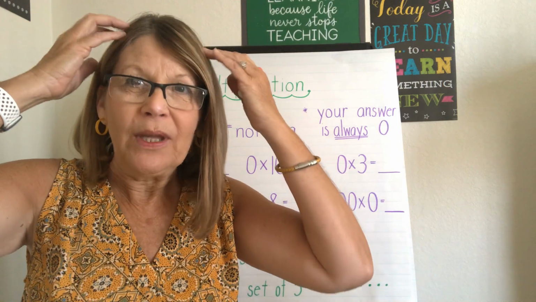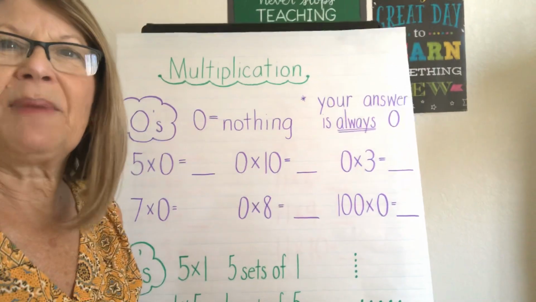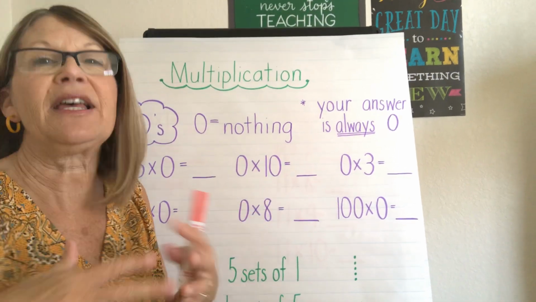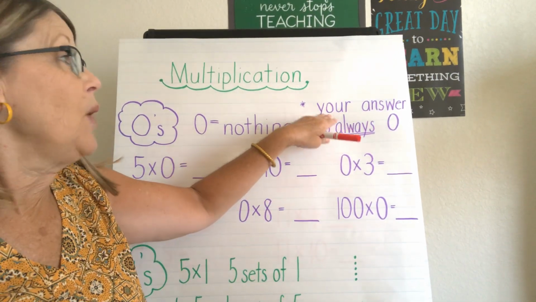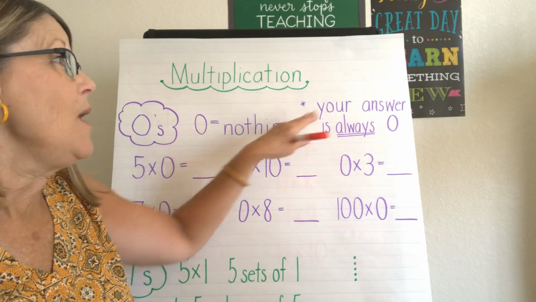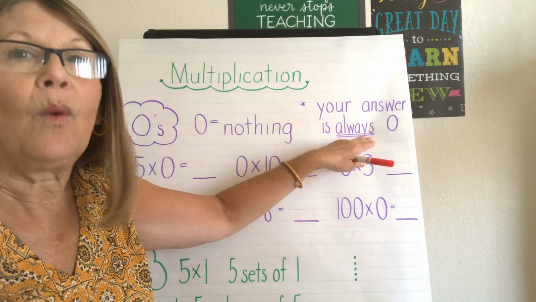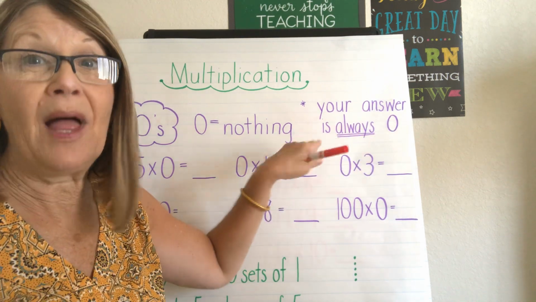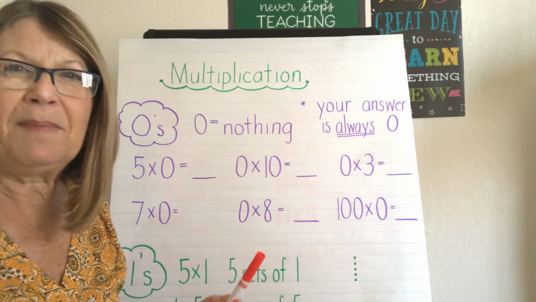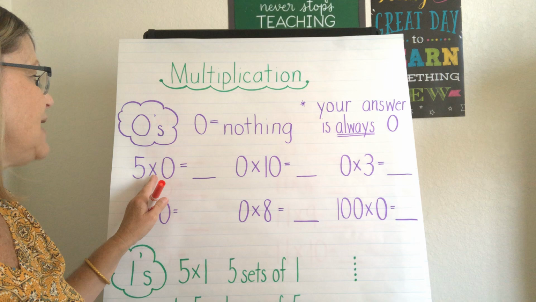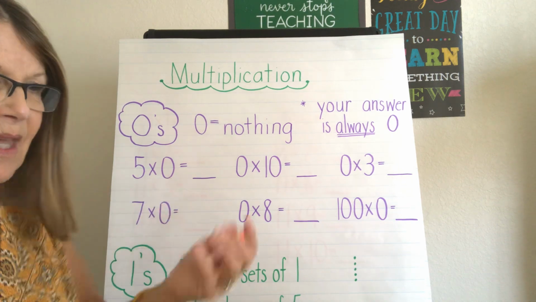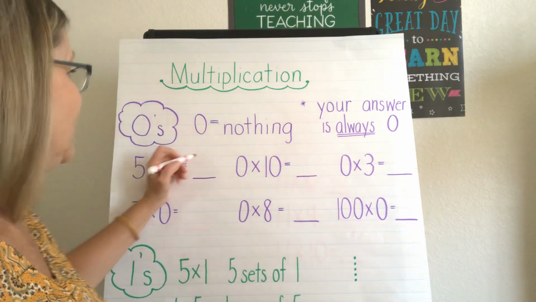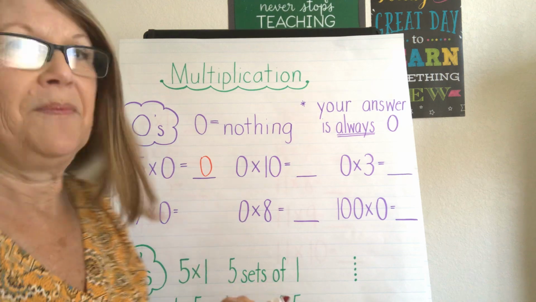If you really think about this one, we've talked so many times about how 0 is nothing. So when you're multiplying a number by 0, your answer is always going to be 0, no matter how high the number is that you're multiplying by 0. Let's think about that for a minute. If I have 5 sets of nothing, then my answer is going to be 0.